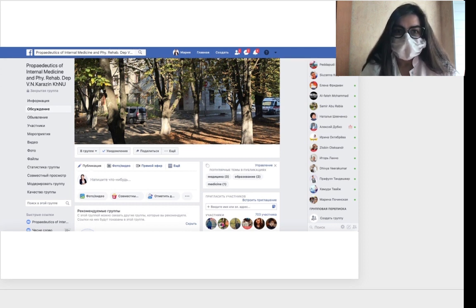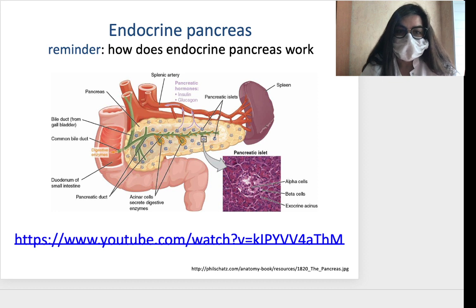Okay, let's start with the endocrine pancreas. First of all, let's remember a little bit of anatomy. The pancreas is placed near the duodenum, under the stomach, and on the left side it is bordered by the spleen. It gets blood from the splenic artery and has a system of pancreatic ducts. You remember from the GI cycle that it has an exocrine function, and today we're going to discuss its endocrine function and its problems.